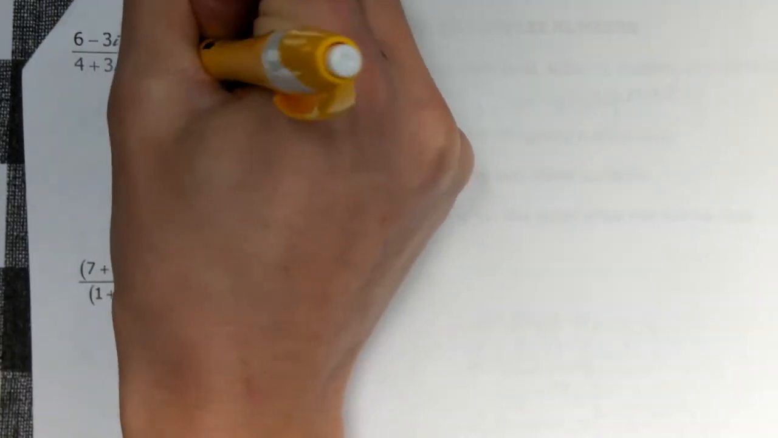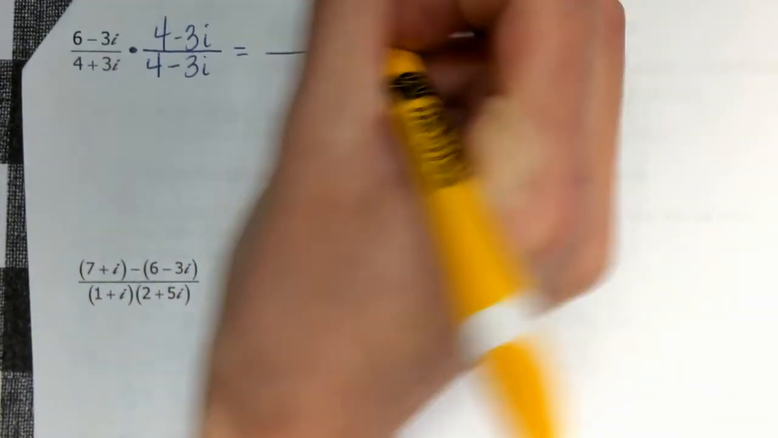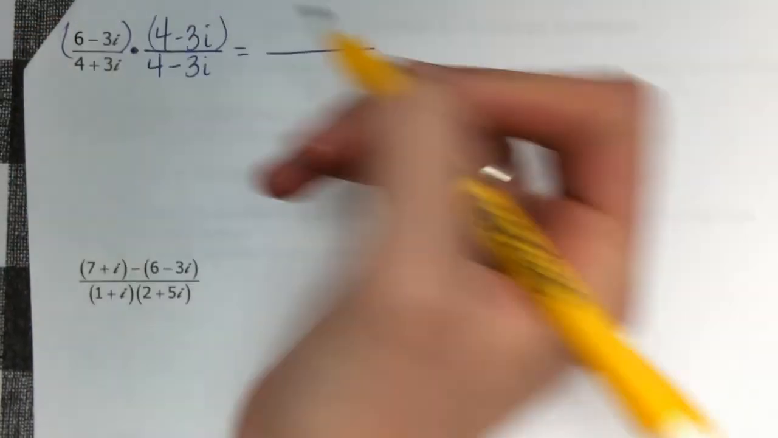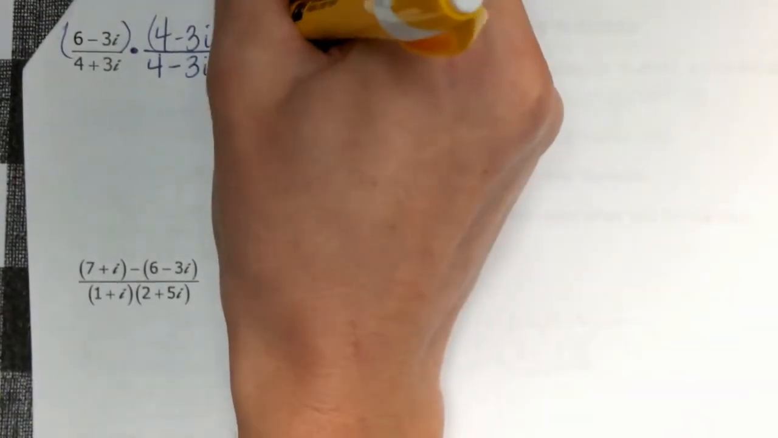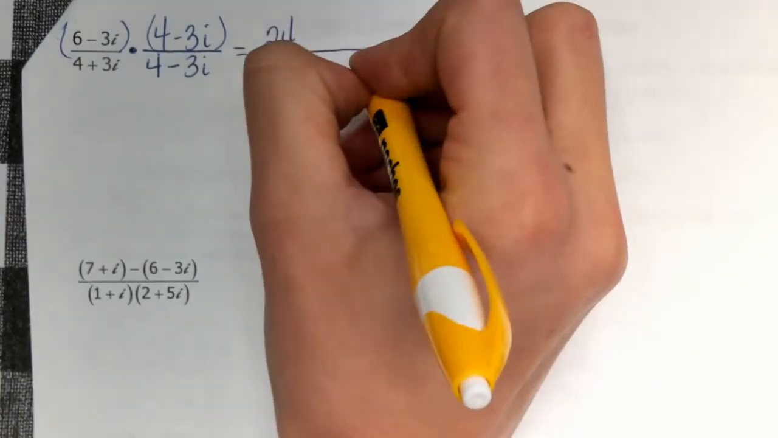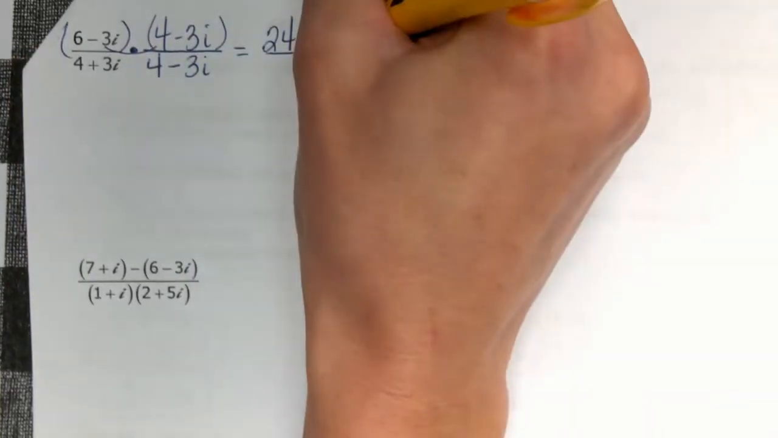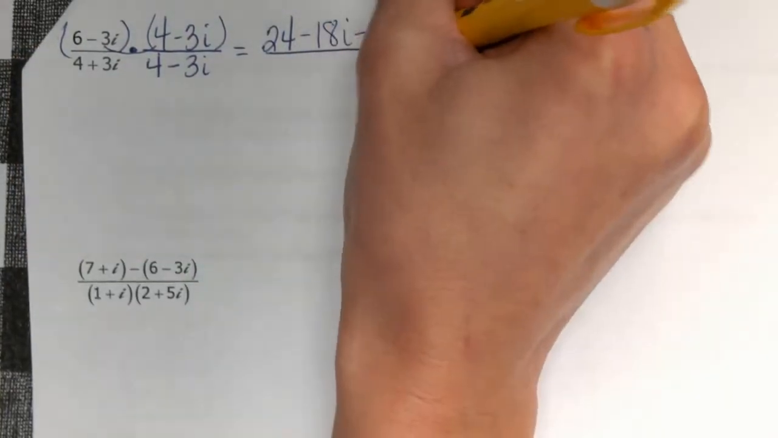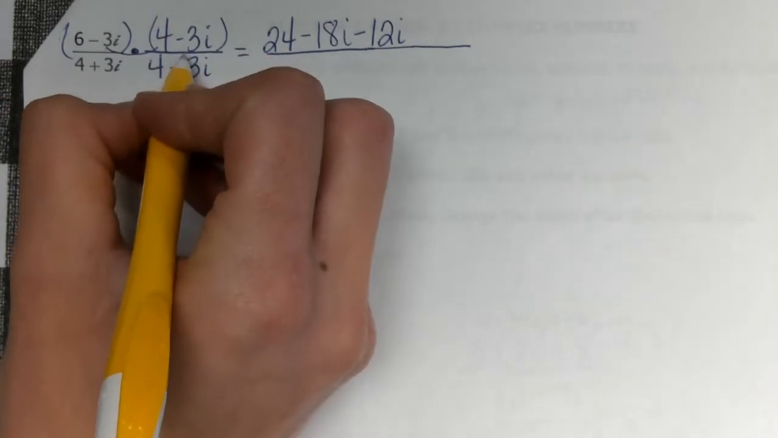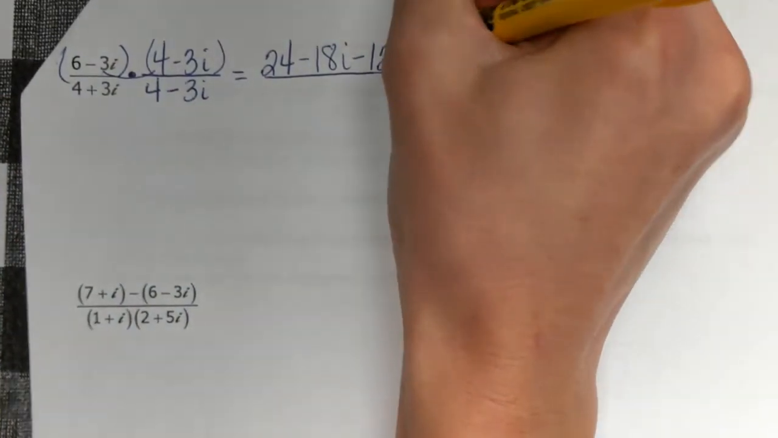So 6 minus 3i over 4 plus 3i, I'm going to multiply by its conjugate, which is 4 minus 3i. Now the numerator, two completely different terms, so I've got to FOIL it. 6 times 4 is 24. 6 times negative 3i is negative 18i. Negative 3i times 4 is negative 12i. And then negative 3i times negative 3i is a positive 9i squared.